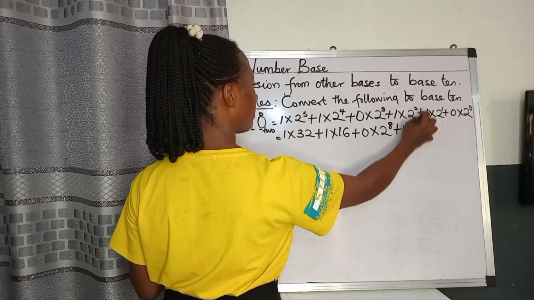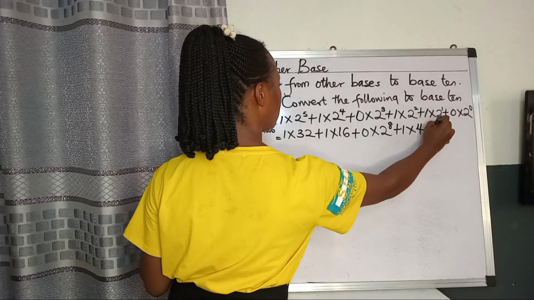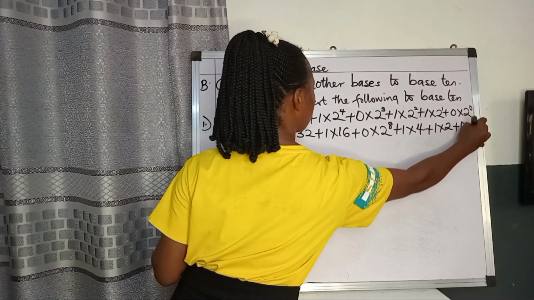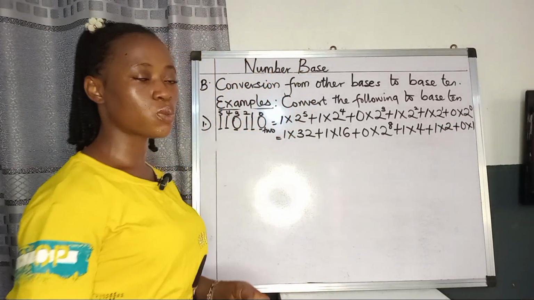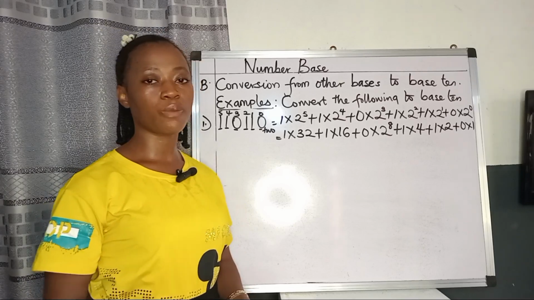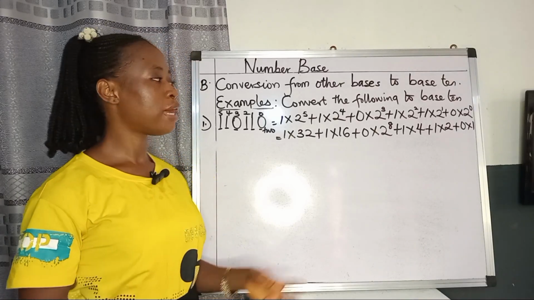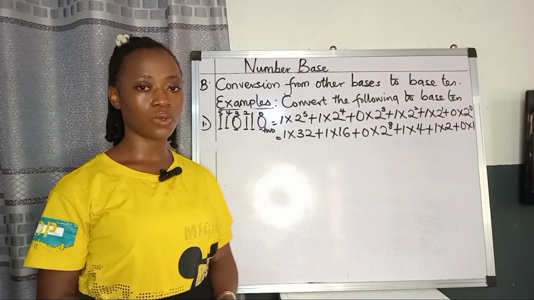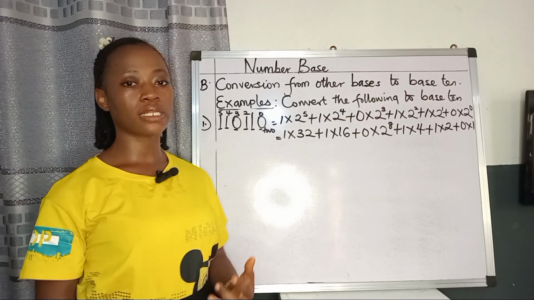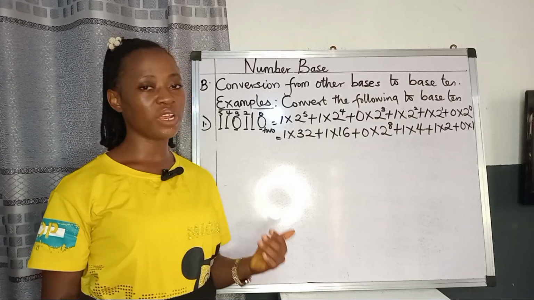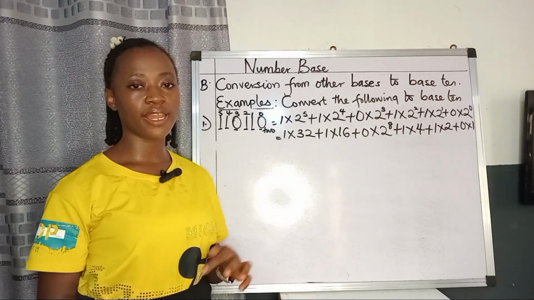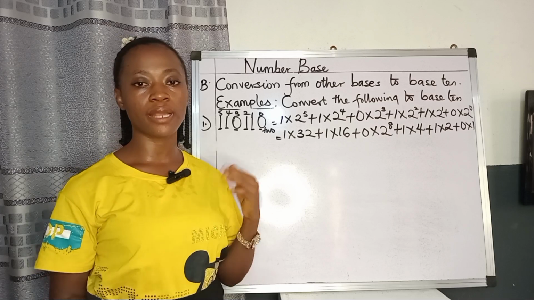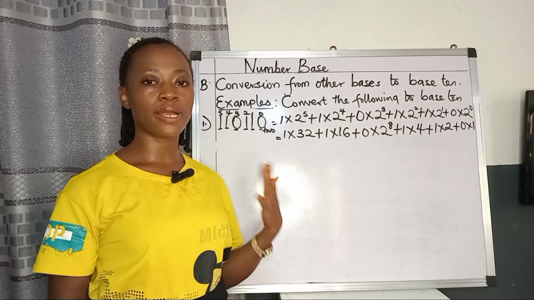1 times 2 raised to power 2 is equal to 4. Then 1 times 2 raised to power 1 is 2. Then 0 times 2 raised to the power of 0 is 1. Any number raised to the power of 0 is equal to 1. Actually, you learn about this in laws of indices. It is called the zero index power law. Any number that is raised to the power of 0 is equivalent to 1. So 2 raised to power 0 is 1. 3 raised to power 0 is 1. 5 raised to power 0 is 1, etc.